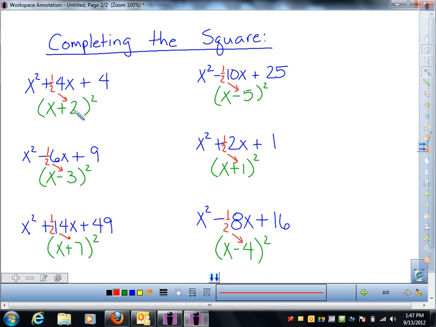The other relationship you'll notice is if I take that number that we have on the inside and I square it, notice I get the constant term of that trinomial. 2 squared is 4. Negative 3 squared, positive 9. 7 squared, 49. Negative 5 squared, 25. 1 squared, 1. Negative 4 squared is 16. That's going to become an interesting relationship that we're going to follow all the way through as we deal with this idea of what's called completing the square.